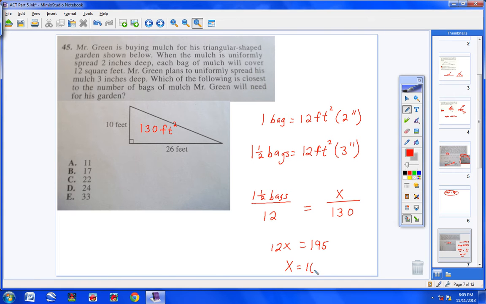16.25. Now, notice none of the answers there are 16. Do you see that okay? And that's okay. It says, which of the following is the closest? So they've tested your ability to find the area of a triangle.